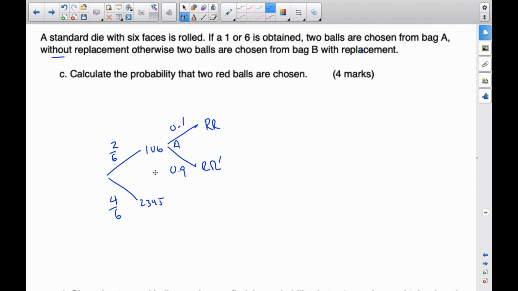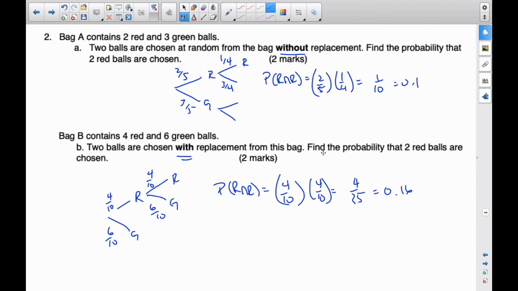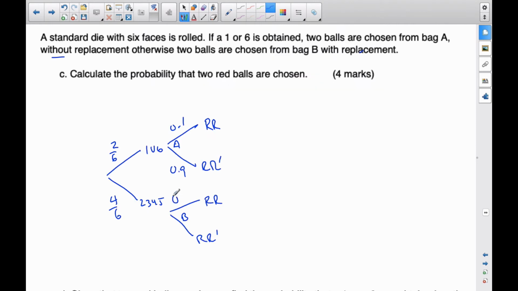Similarly, if I roll a 2, 3, 4, or 5, I go to bag B, and I could get 2 red balls here, or not 2 red balls. The probability of 2 red balls, I know, is 0.16. So this is 0.16, and this is 0.84.